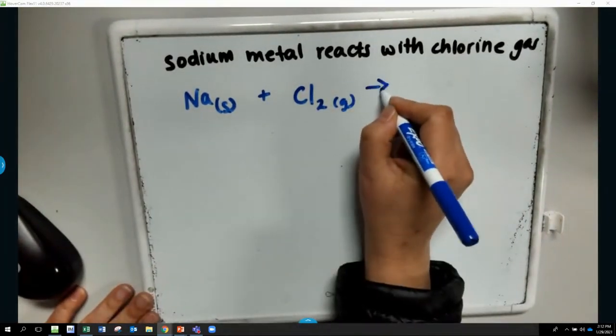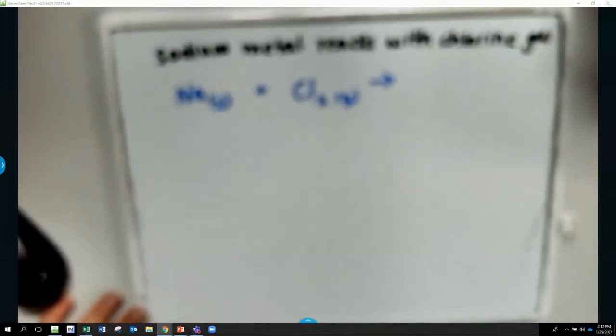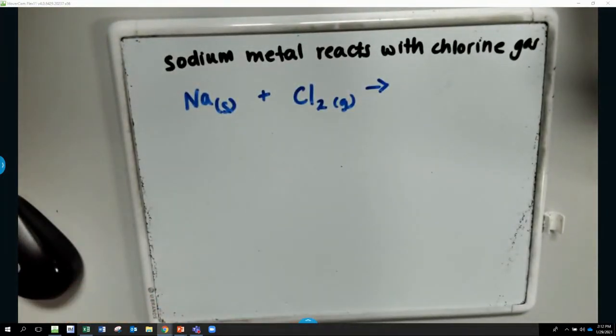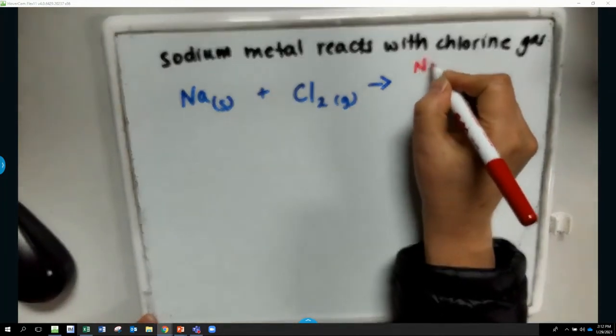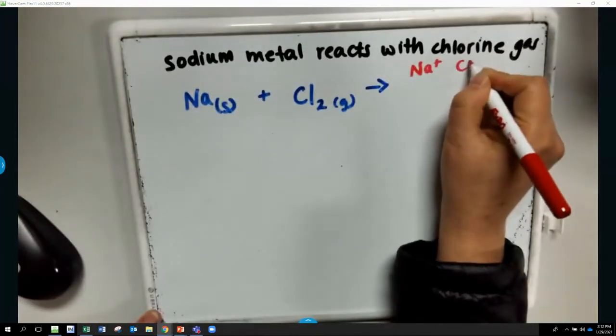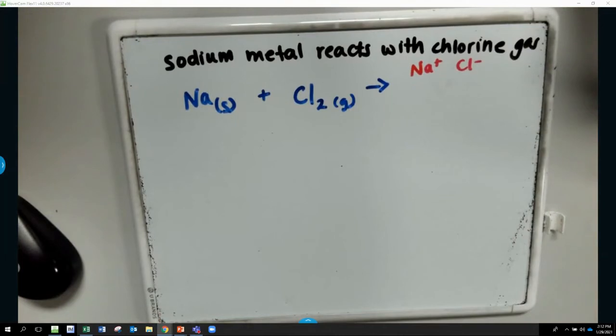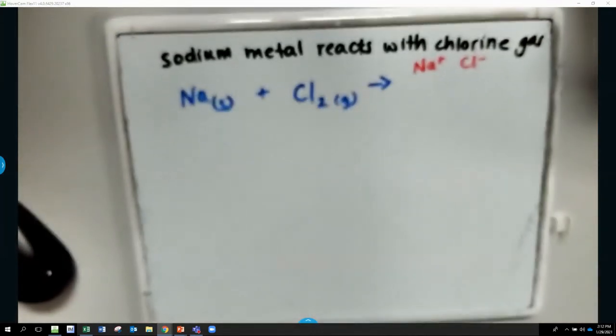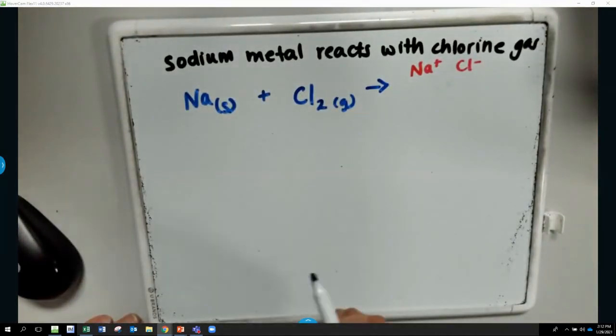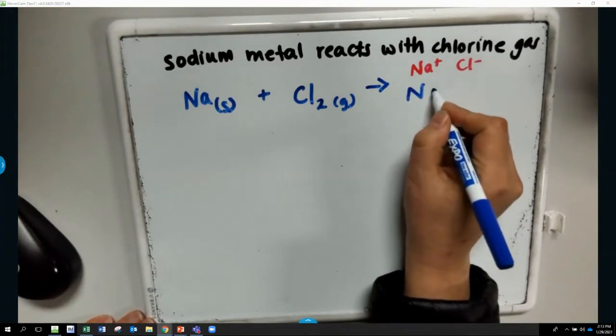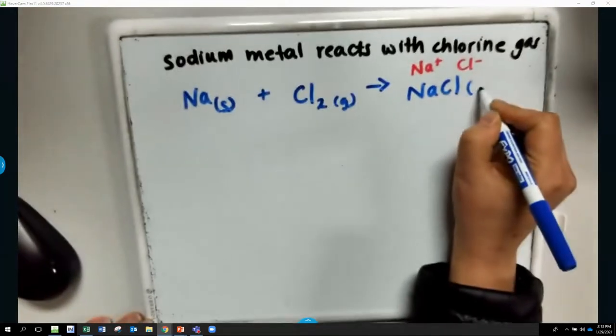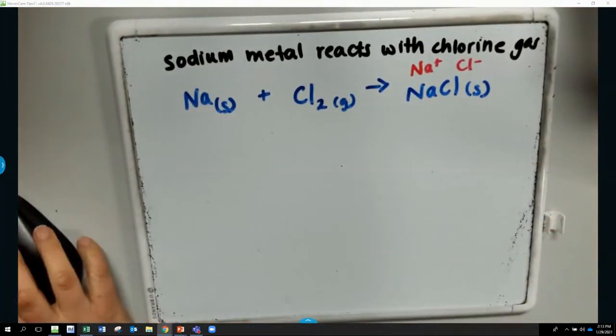Okay, so now I'm telling you this is a synthesis combination. In other words, we're going to put these two things together to make one product. So we're going to put sodium and chlorine together. Because sodium is a metal and chlorine is a nonmetal, we're going to make an ionic compound. So we have to worry about our charges. We have a sodium that is a plus and a chlorine that is a minus. You're going to crisscross or balance your charges, and you're going to get sodium chloride solid.